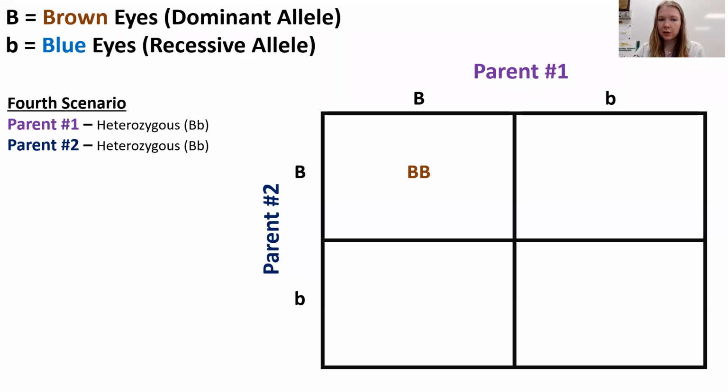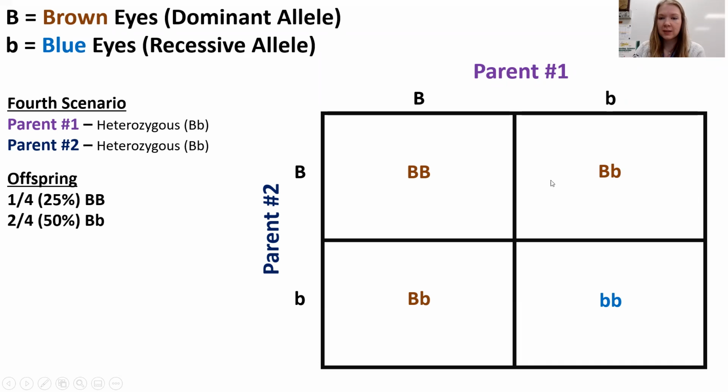This first case here would be homozygous dominant. This second and third case here would be heterozygous. And the fourth case here would be homozygous recessive. Actually, let's go through it first. So there's a 25% chance that the offspring would be homozygous dominant, a 50% chance that the offspring could be heterozygous, and a 25% chance that the offspring would be homozygous recessive.